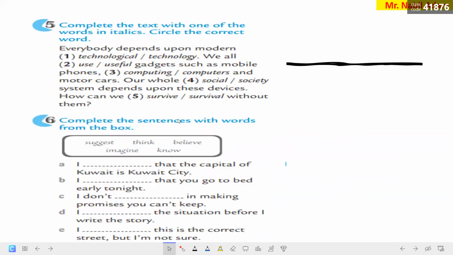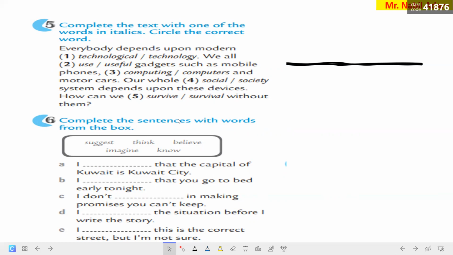Now, next exercise number 5, you are going to complete the text with one of the words in italics. اختار كلمة من كلمات المائلة. Is it a noun? Is it an adjective? Is it a verb? So you have to choose by circling the correct word.